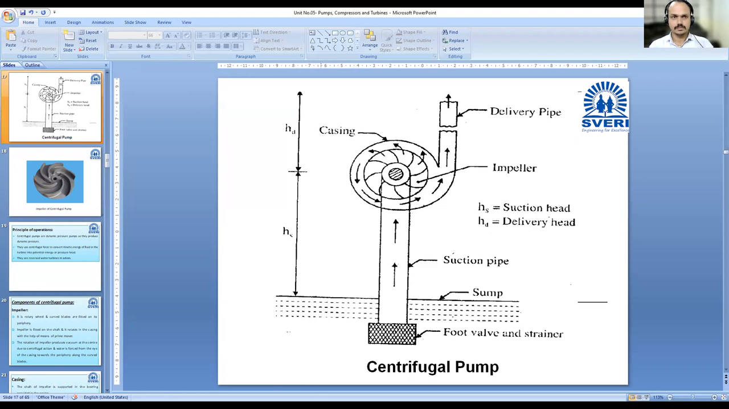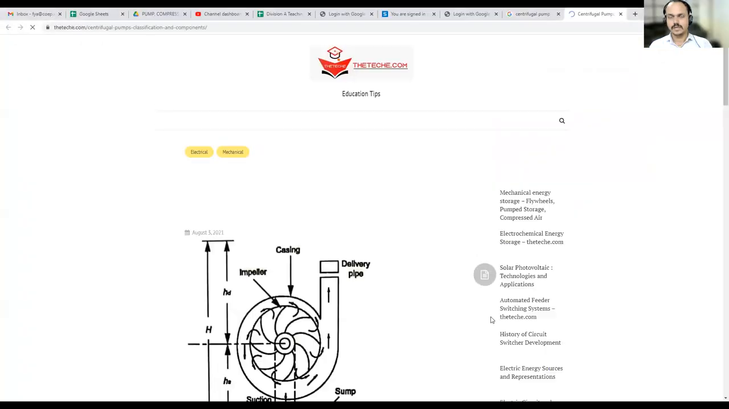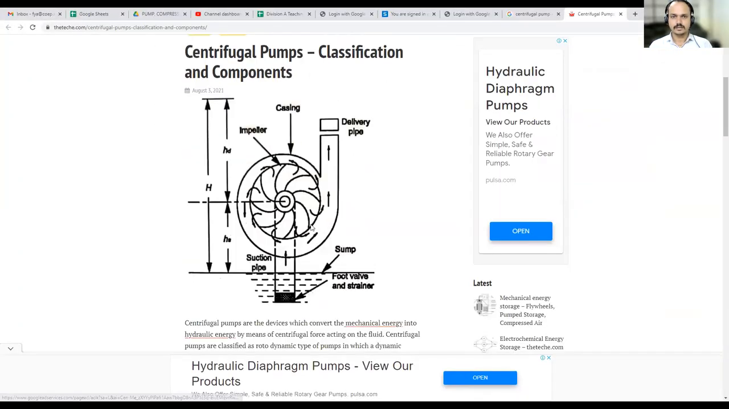Centrifugal pump. Are you able to see this diagram? I'll open it now here again. Can you see this diagram? Yes, sir. So if you observe here, the vanes are in backward direction, and also the area of casing goes on increasing. This one is a very correct diagram.